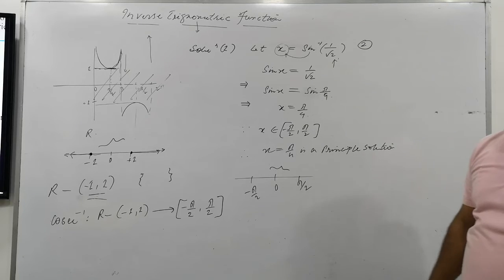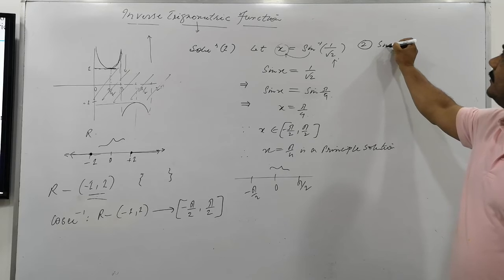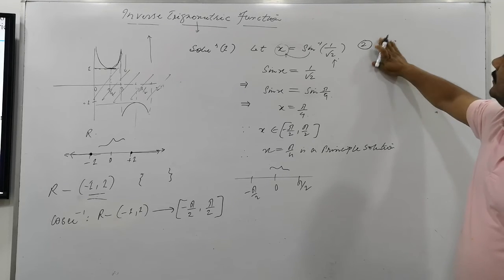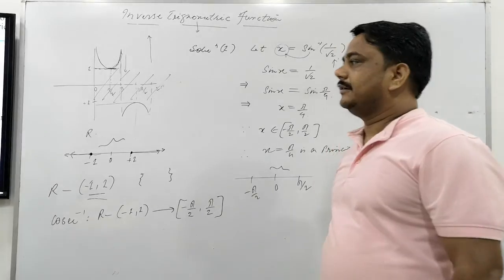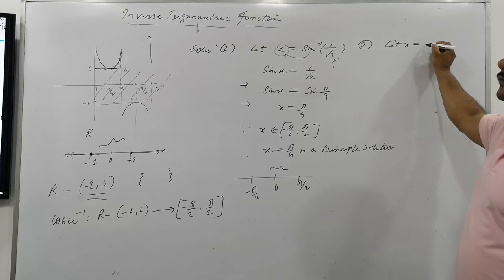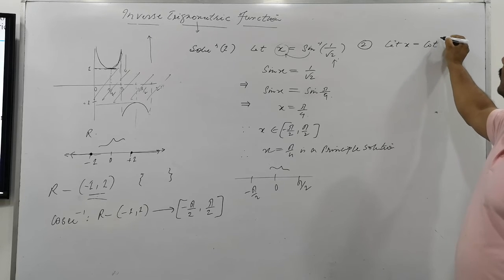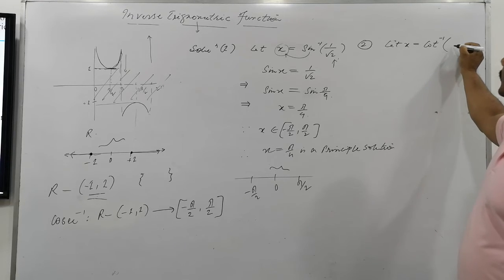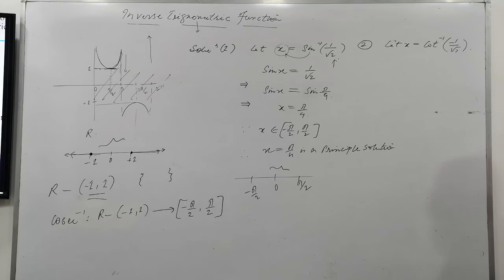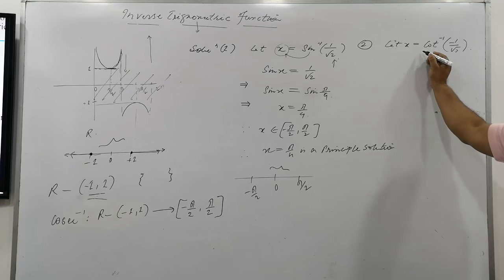Again, the second question. What is the second question? Have a look at the next. Cot inverse. x is equal to cot inverse of minus 1 by root 3. Cot inverse of minus 1 by root 3. Can you solve this or not? Have a look please. What will the next step be?